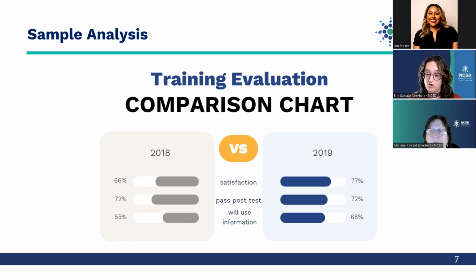Maybe we made some good changes that help with that satisfaction, but the content still isn't getting through the way we hoped. So we want to make some changes to how we're delivering that content to increase the amount of students that pass the post test. And then when we look at if they'll use the information in the field in the future, in 2018, we had 55% who said this is great information that I will use. And after we retool the training, we moved that up to 68%.